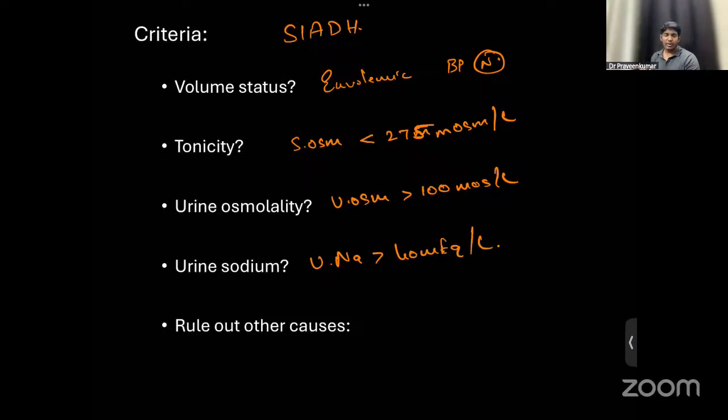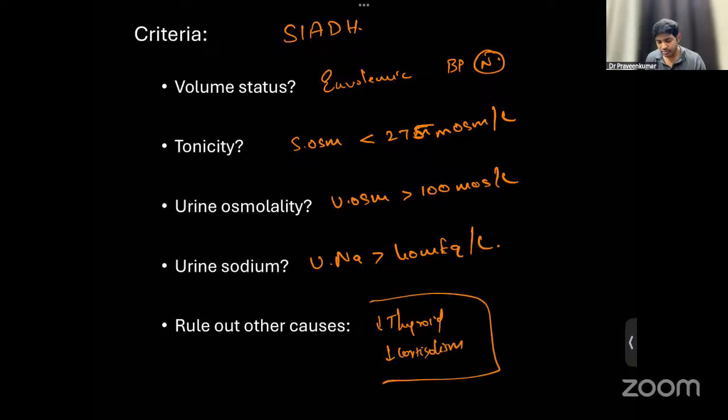Now, what are the other causes of euvolemic hyponatremia? You have hypothyroidism, you have hypocortisolism, so you have to rule those out. This is the diagnostic criteria for SIADH: BP should be normal, serum osmolality should be low, urine osmolality should be high, urine sodium should be high, and you have to rule out thyroid and cortisol low states. That's all. If all these criteria are present, then you call the patient as having SIADH.